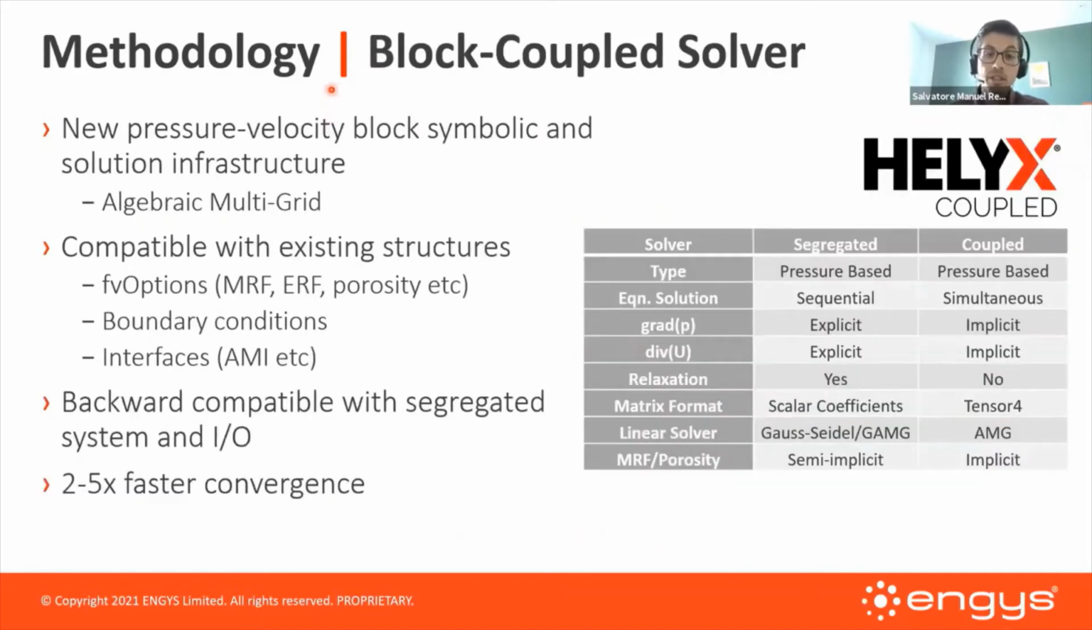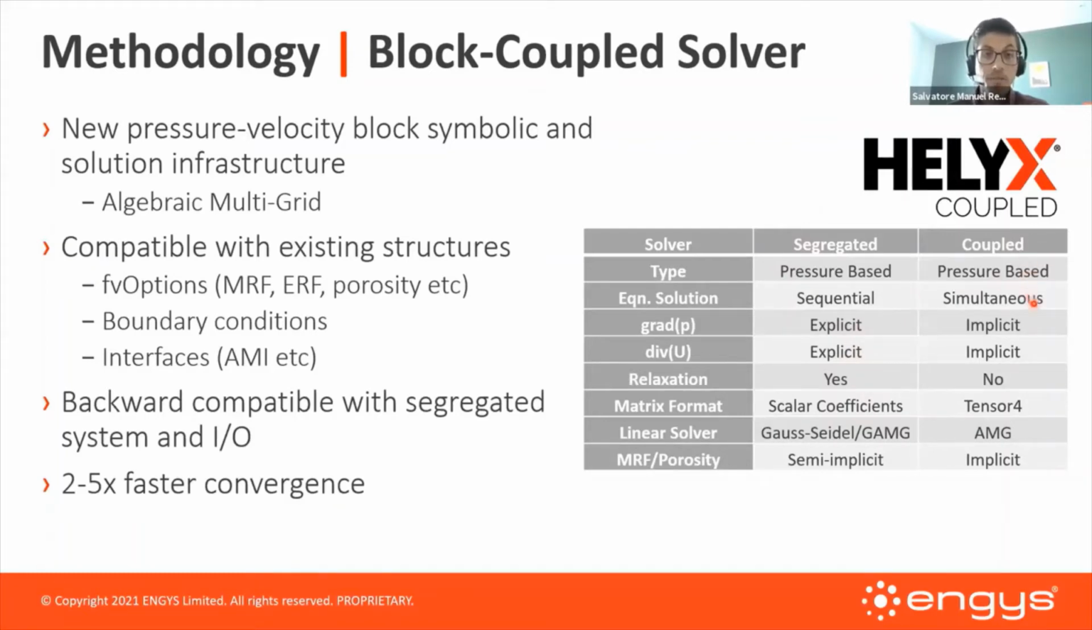The second key ingredient of our recipe is a block-coupled solver. Flow equations in CFD can be solved in two different ways, in a segregated or coupled way. Segregated solvers solve the equations subsequently, one after the other. The terms are explicitly coupled, and there is relaxation. All those things tend to slow down the convergence.